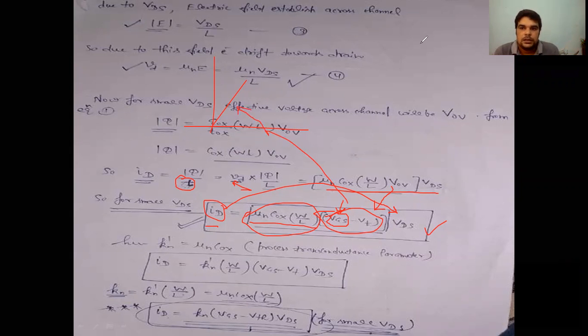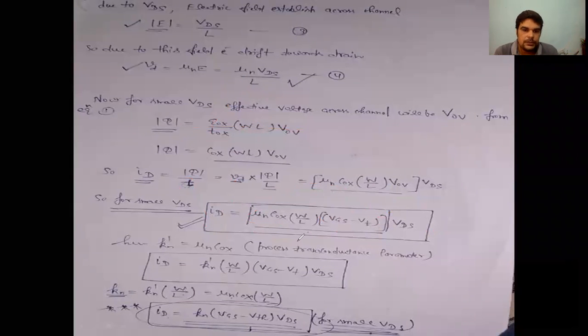Now further, let us again look at this equation. The term mu n COX W upon L is the parameter that is defined by Kn. If I replace this by Kn, the drain current will be Kn (VGS minus Vth) into VDS. So this is the equation for small values of VDS, and it is obviously for this linear region.